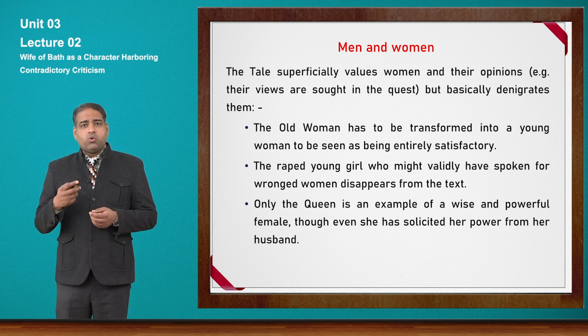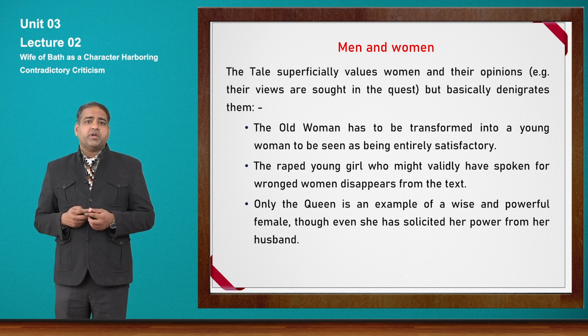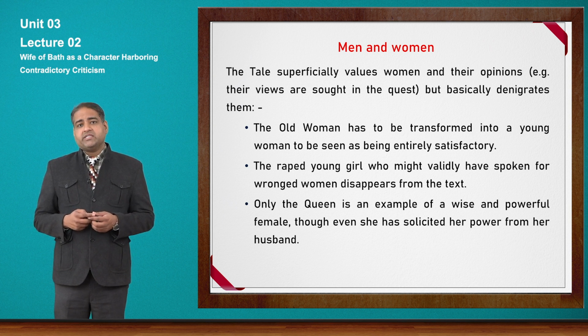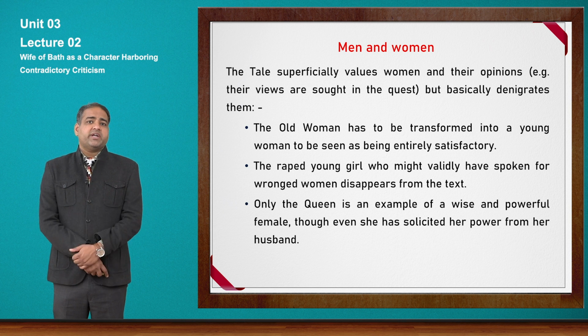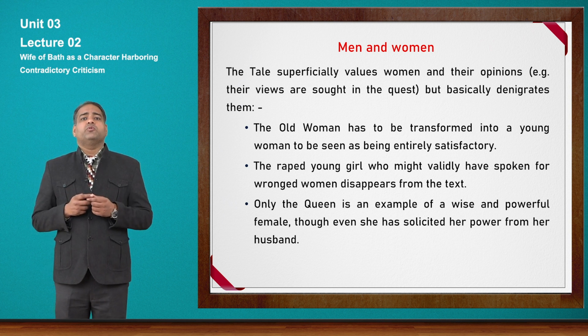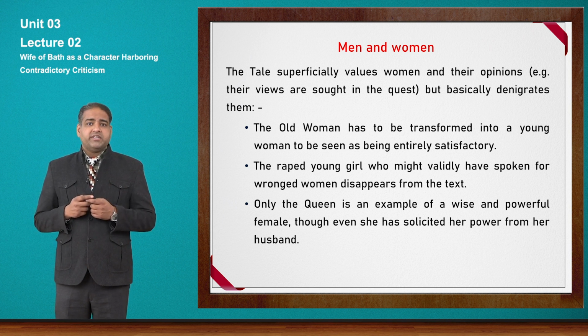First, the old woman has to be transformed into a young woman to be seen as being entirely satisfactory. This is again, friends, a male dominating approach in the society, suggesting that old women do not have value in the society. Rather, a young woman had a value, which is why the old lady, the wife of the knight, transforms herself into a young lady at the end of the tale of the Wife of Bath.